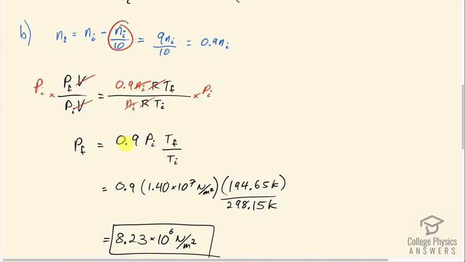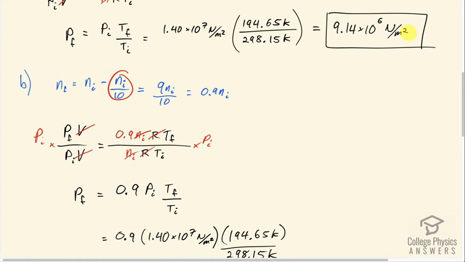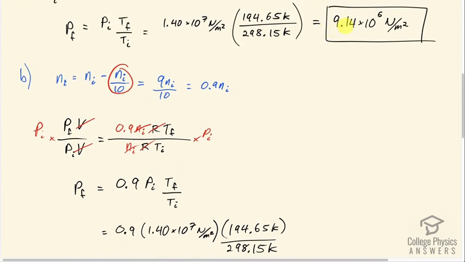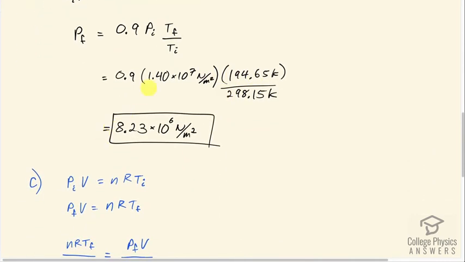So we expect an answer of 0.9 times the answer we got in part A, but I just plug in all the numbers given to us in the question rather than using an answer from a previous part, since we may have made a mistake in this calculation and we don't want that mistake to ruin our answer for the next question too. So this all works out to 8.23 times 10 to the 6 pascals. Pascals being an abbreviation for newtons per square meter.